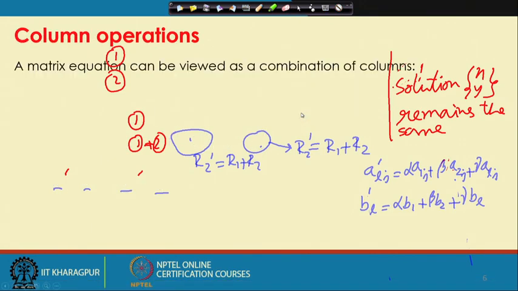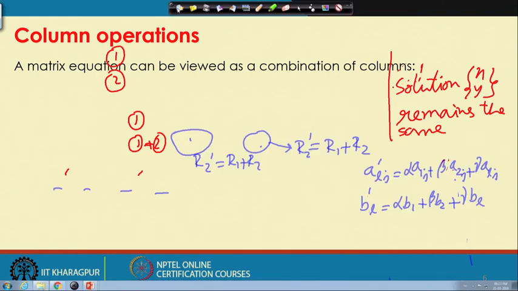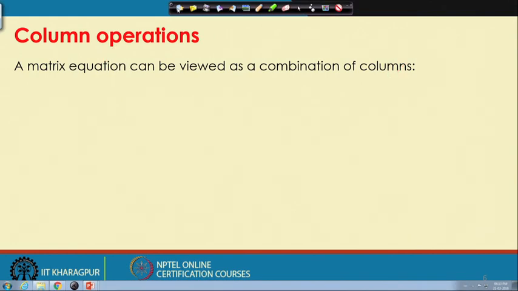So, we go to the next slide, which is column operation. A matrix equation, we have expressed that matrix equation as a combination of rows, that is the variables multiplied with the coefficients give us a matrix form, and each coefficient in a particular row is multiplied with all the elements of the solution vector to give one particular element of the right hand side matrix B.